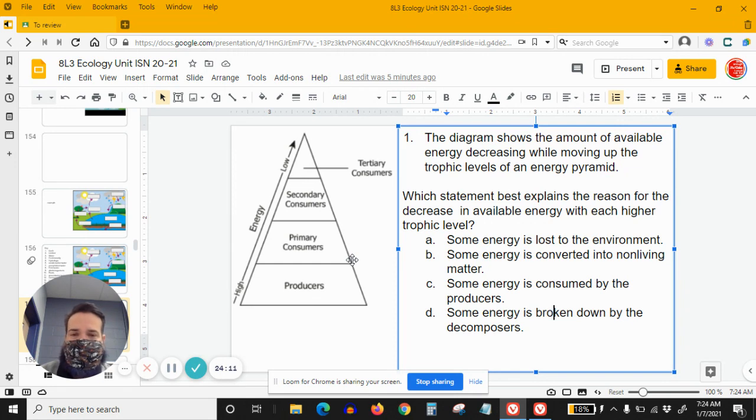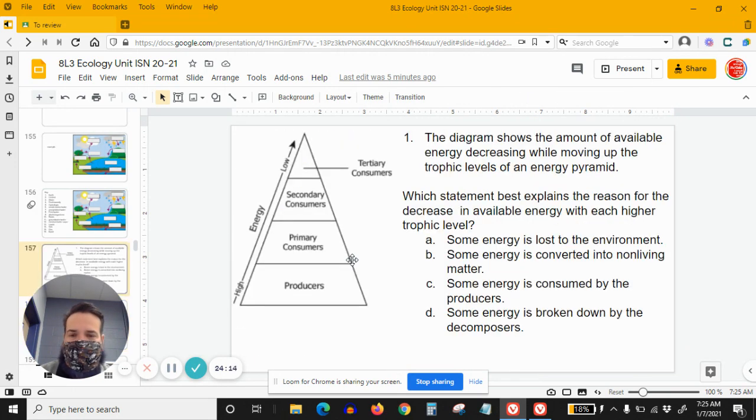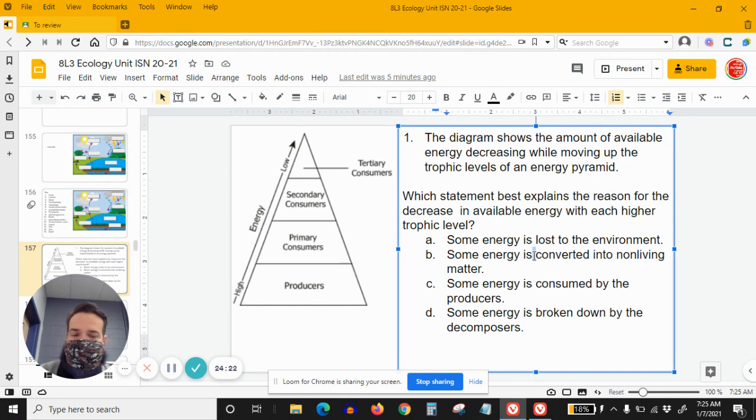All right, welcome back. So I think the best answer here, energy is not converted into non-living matter. That would be a nuclear reaction of some sort. We're talking speed of light and weird things happening in the physical universe. That's not going to happen. Energy is consumed by the producers. Producers don't consume. So that's wrong. Some energy is broken down by the decomposers. Decomposers break down matter, not energy.